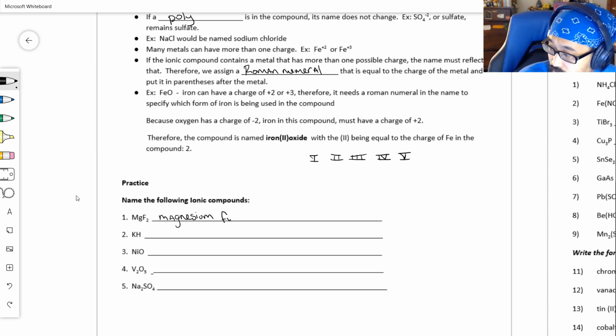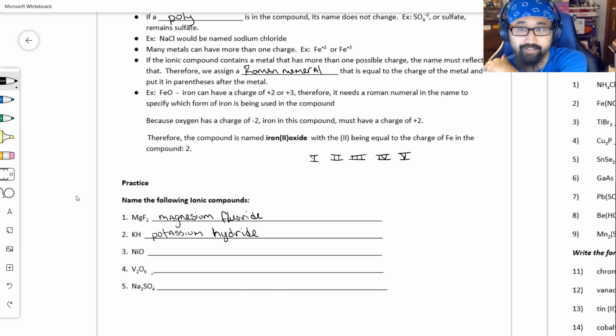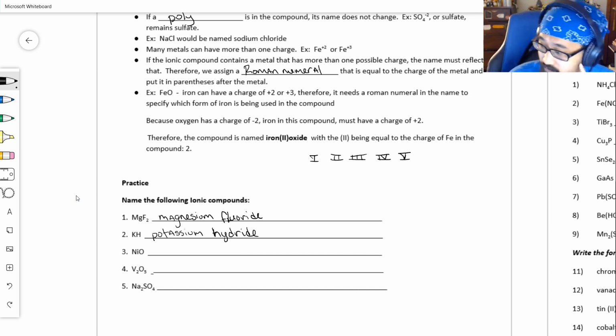F is the element fluorine. When it becomes a compound, it becomes fluoride. K is potassium. And H is hydrogen. When it becomes an IDE, we just chop off the entire second half of the word: hydride. That's it. Try to avoid using hydroxide, because hydroxide is special. It is actually a polyatomic ion. Finally, this guy down here, Na is sodium, and this is a polyatomic ion. That polyatomic ion is sulfate.